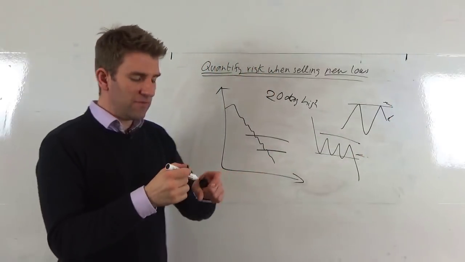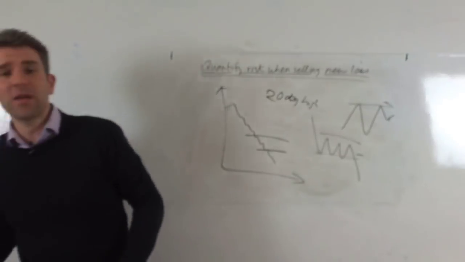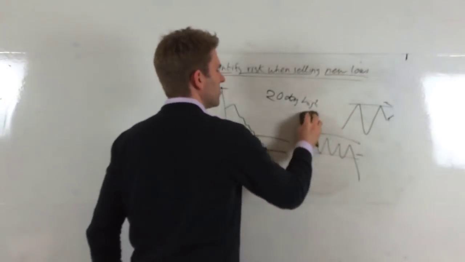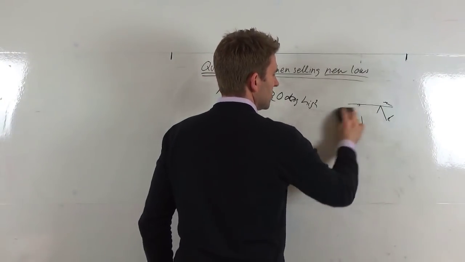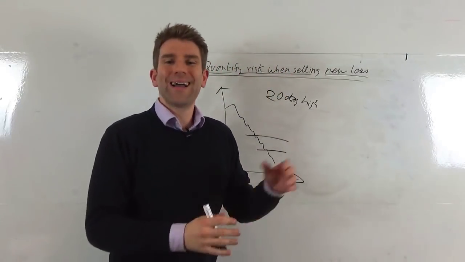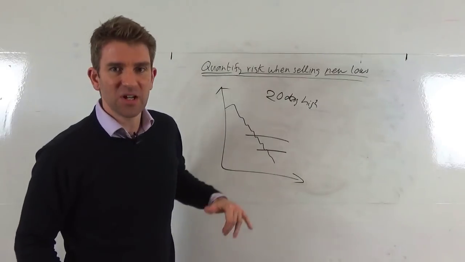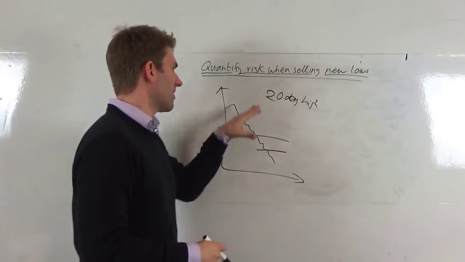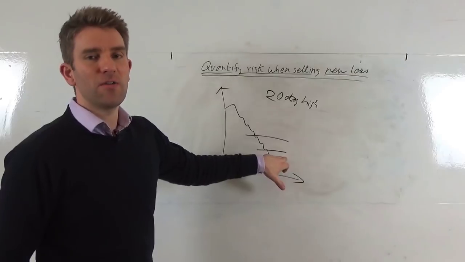But you can't do that if you're selling into new lows. And it's the same, by the way, guys, if you're buying into new highs. It's just a little bit different when you're selling into new lows, because buying into new highs tends to be very chuggy, very slow. It might pull back a little bit, but the difference with selling into lows is you get these vicious snapbacks.